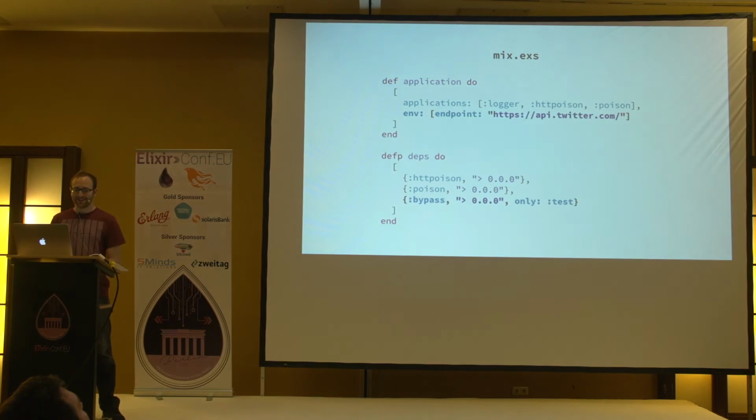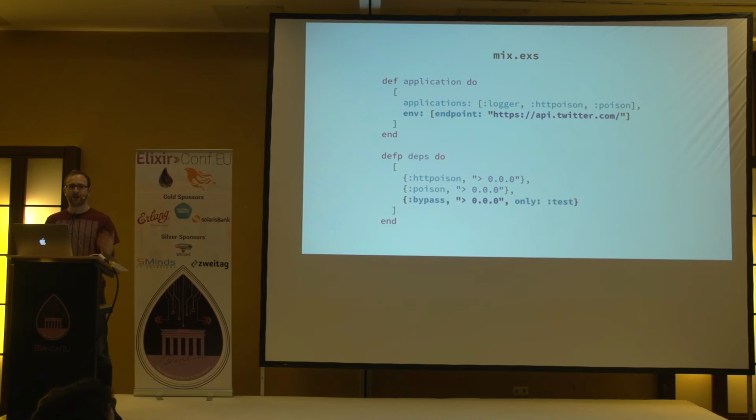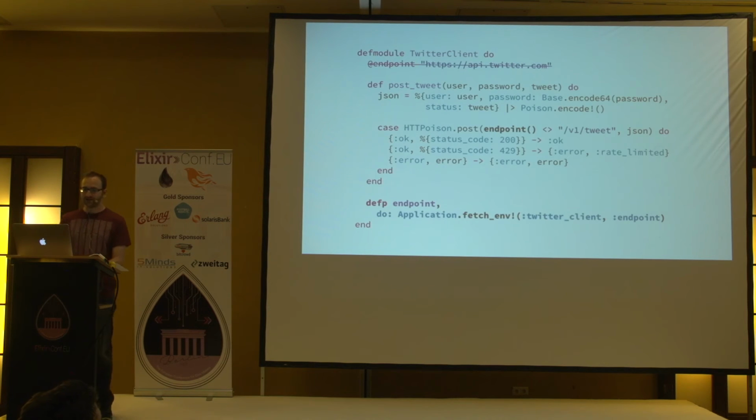So let's integrate that. I add it to my dependencies only in the test environment. And because I want to switch out where my client is connecting to, I add the default endpoint to the default environment of my application that I'm going to ship. And then I'm changing this module. Instead of hard coding the URL, I'm making it a function that fetches it from the application configuration, and everything else stays the same.